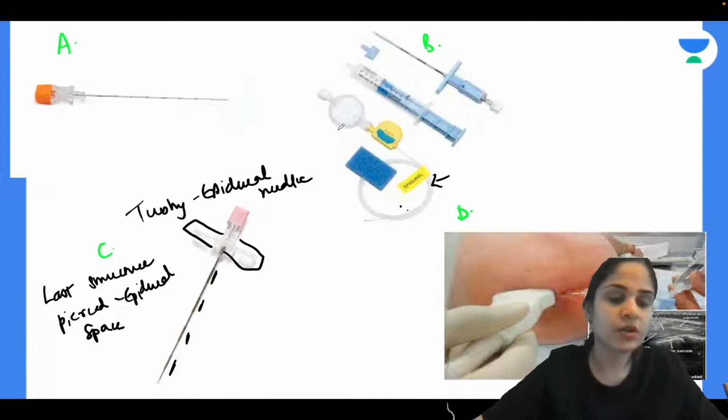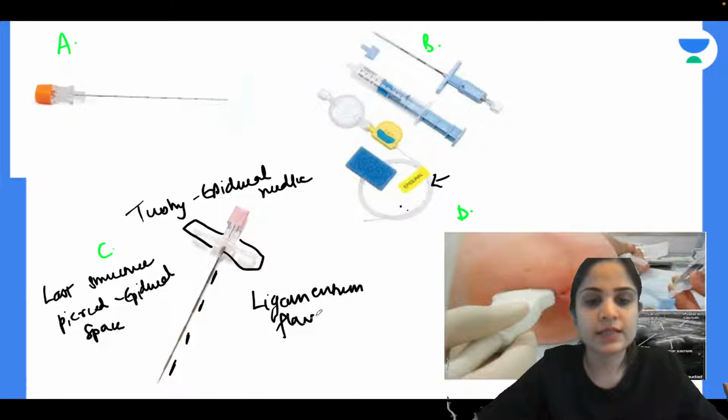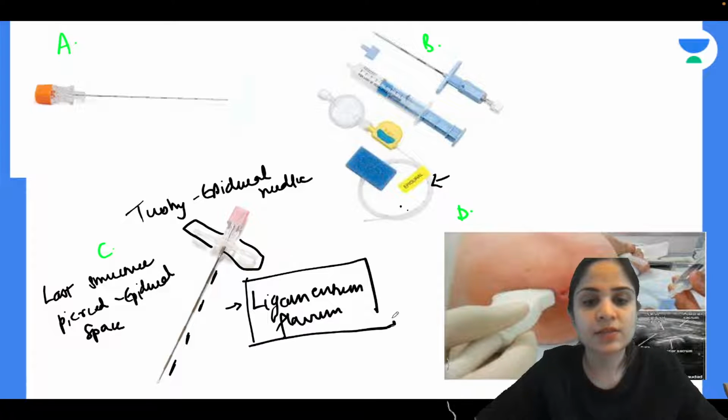So Manoj, you are not correct. The last structure to be pierced before you reach the epidural space is nothing but ligamentum flavum. This is one of the questions that comes in the exam, and that's why I am specifically mentioning it for you guys. Ligamentum flavum is the last structure to be pierced when we reach the epidural space.